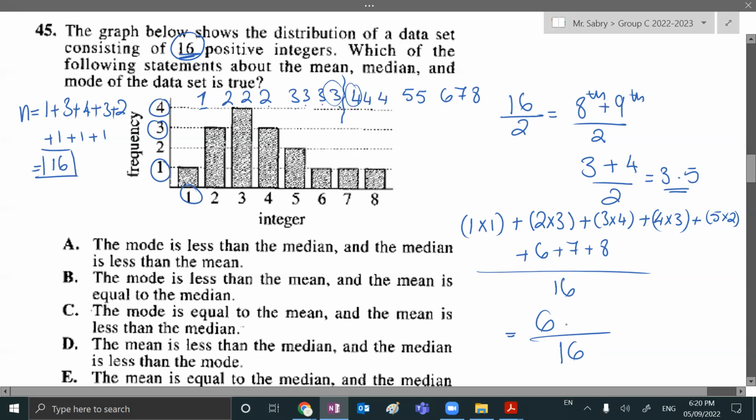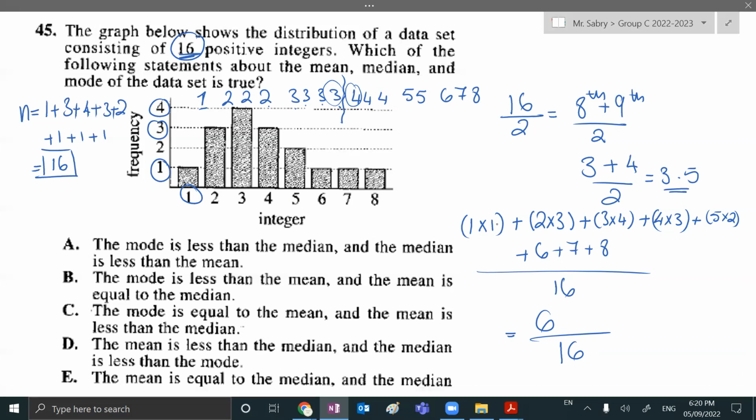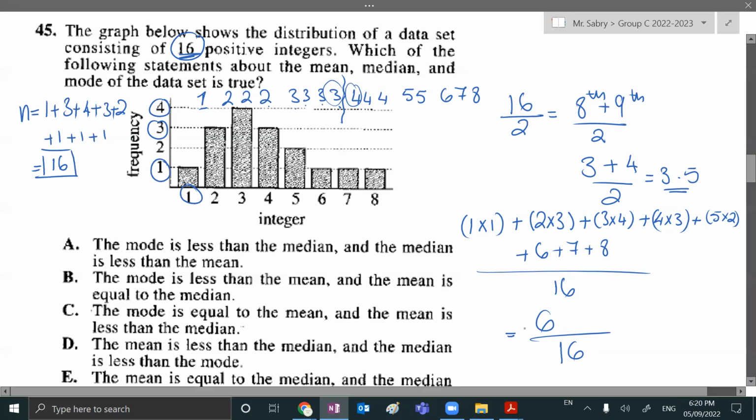Yeah, it makes sense. But let me get the average. 1 plus 6 plus 12 plus 12 plus 10 plus 6 plus 7 plus 8. It's actually 62. 62 divided by 16 is 3.75. So the mean is bigger than the median, right? What about the mode? The mode is the smallest. So apparently it's mode, then median, then the mean, right?